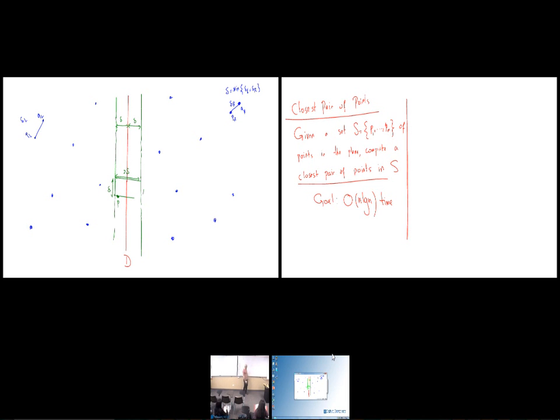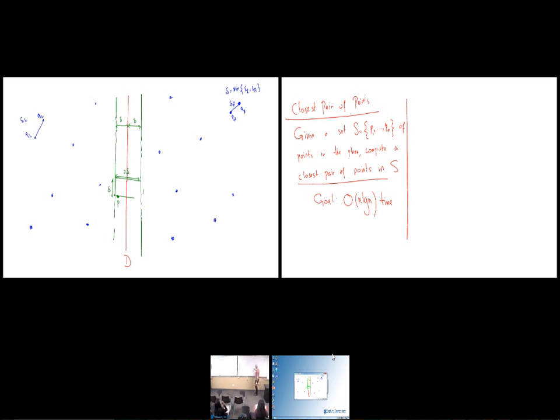Now, is it possible that there could be many points inside this rectangle? Theoretically, maybe all points could live inside here. But is that possible? Well, the answer is no, actually. The number of points that could live within this rectangle is upper bounded by a very small constant. Why is this the case? Well, let's prove it.